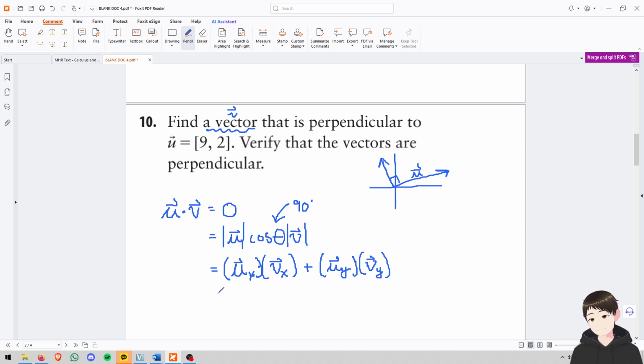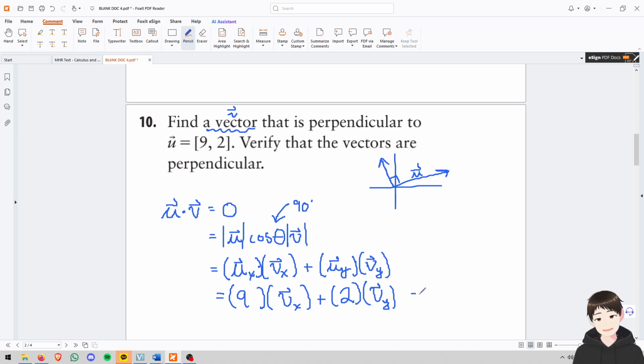So let's fill it in. The x component is a 9 multiplied by something, plus the y component of vector u is a 2 multiplied by the y value of something. And that has to equal a 0.